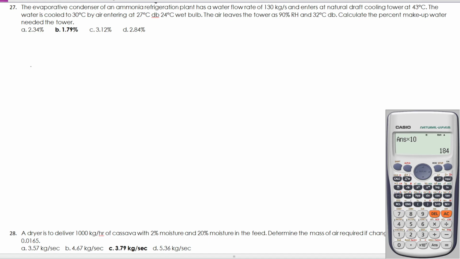So, itong problem na ito naman is from cooling tower. So, drawing natin siya para mas makita natin yung mga sinasabi natin properties dito. So, basically, yung cooling tower na to ay gagamitin sa condenser ni refrigeration plant. So, let us say, ito yung condenser. Ito naman si cooling tower.